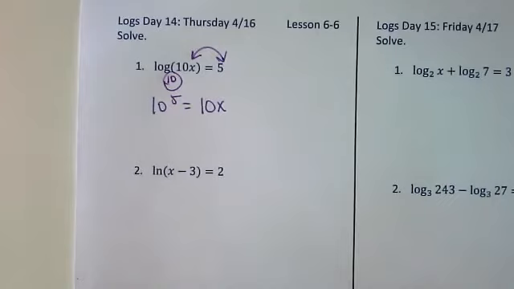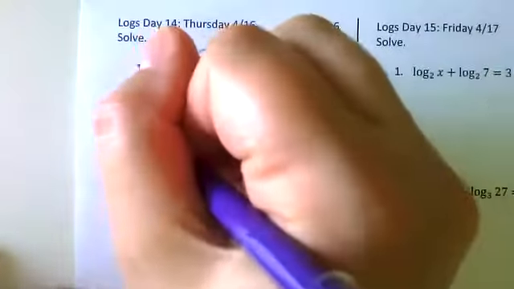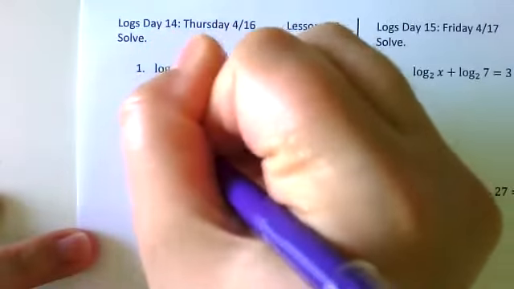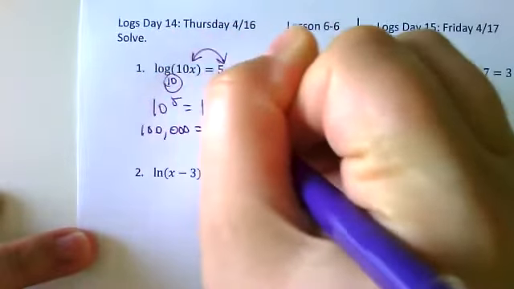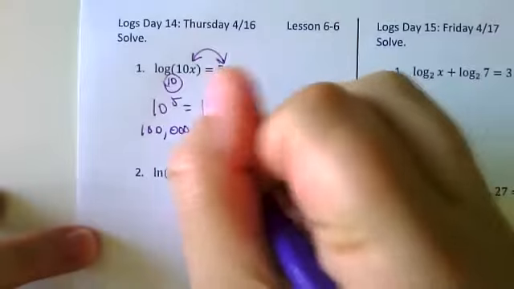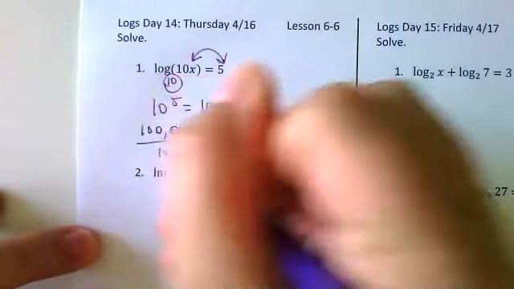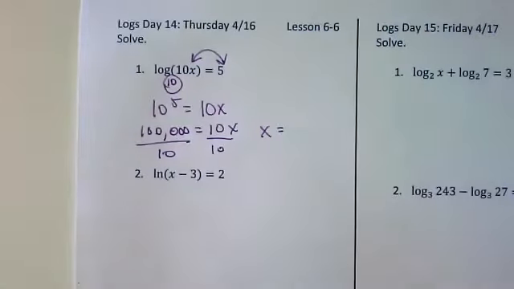So 10 to the 5th power is going to be 100,000 equals 10x, and then to solve for x, we're just dividing by 10. So we get that x equals 10,000.